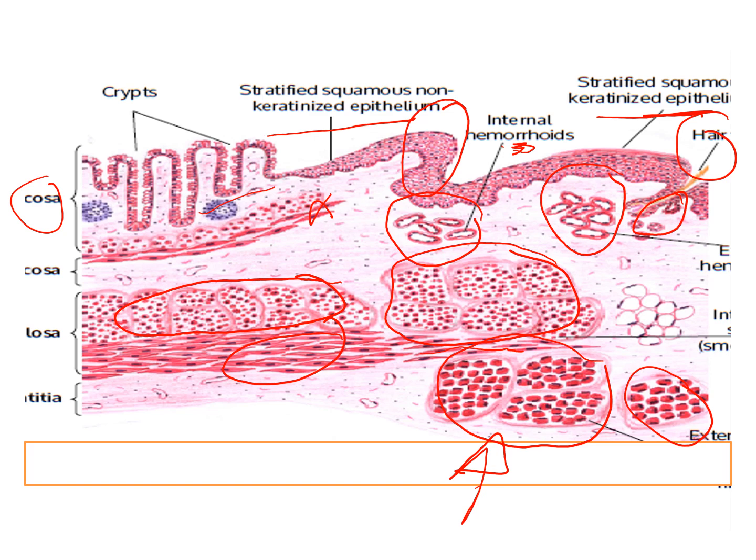Okay, what about the fourth layer, tunica adventitia? No changes appear in tunica adventitia. It is just continuous connective tissue.